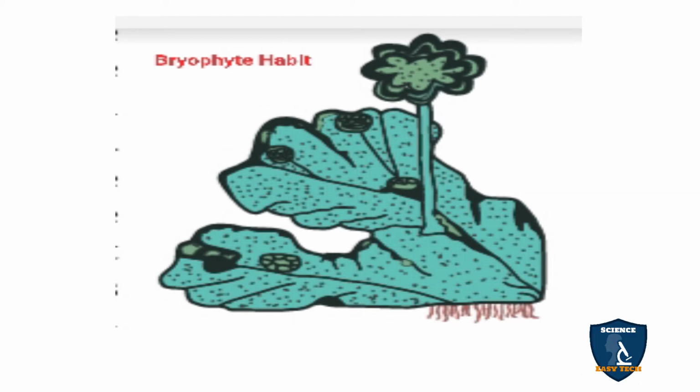Bryophyte habitat: it is a thalloid structure. This is a thalloid structure, and you can see the rhizoids below the thallus structure. This is the habitat, and this is the gemma cup.